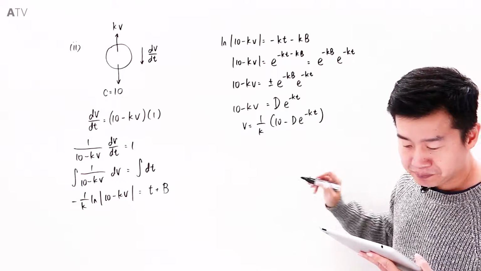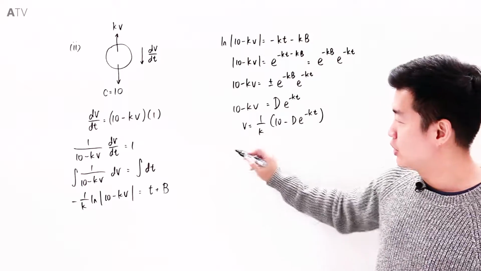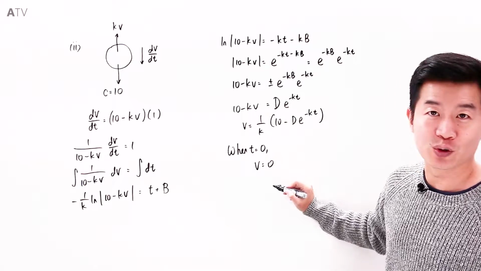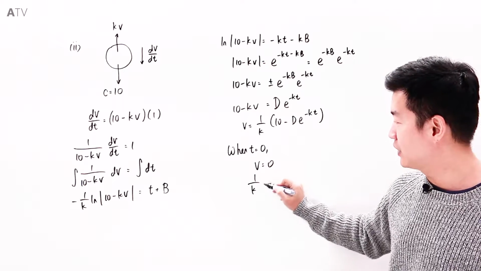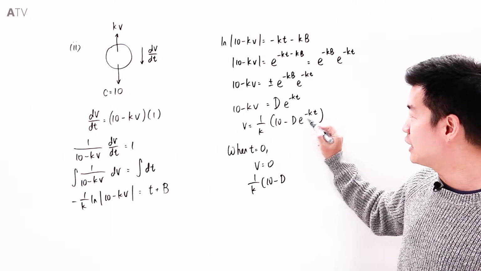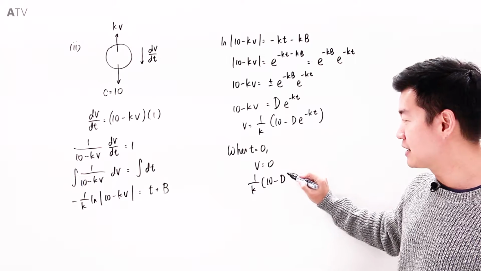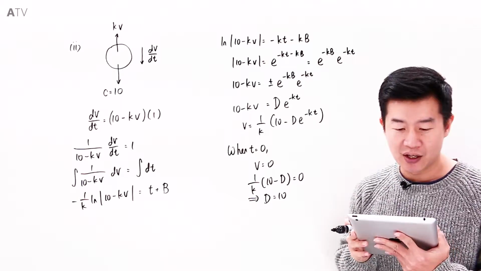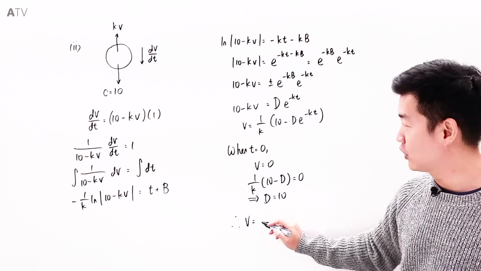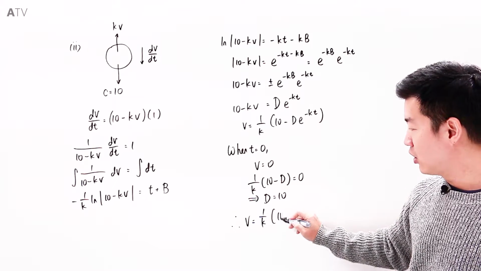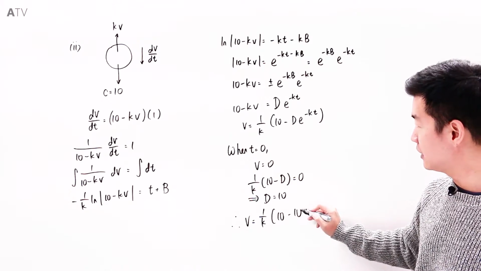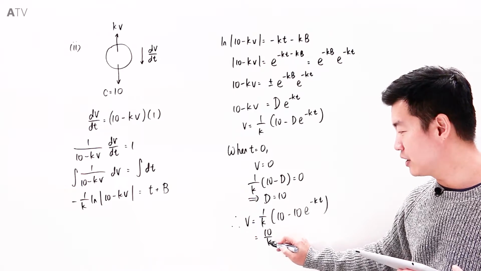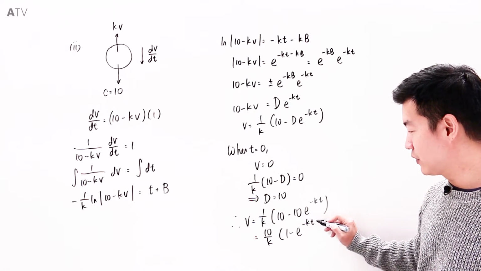And according to the question, initially the velocity is 0, which means that when t is equal to 0, v is also equal to 0. So v, which is 1 over k of 10 minus d e to the power of 0, which is 1. So 10 minus d is equal to 0. This tells me that d is simply going to be equal to 10, which means that the equation for the velocity will be 1 over k of 10 minus 10 e to the power of minus kt. Or I can also rewrite this as 10 over k of 1 minus e to the power of minus kt.